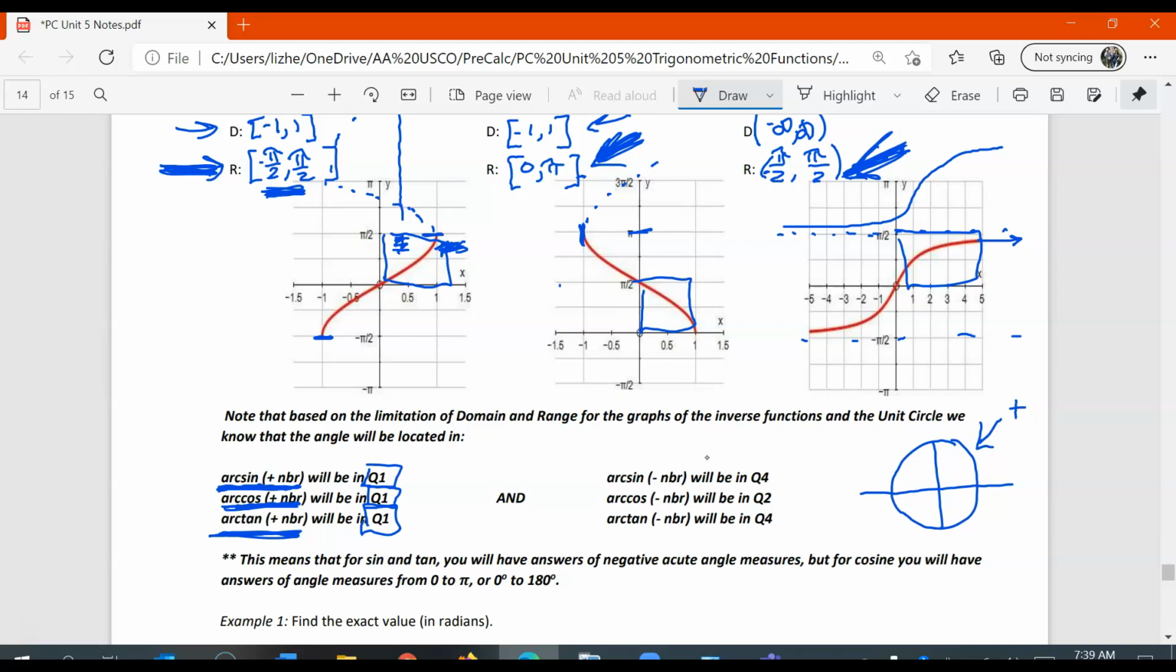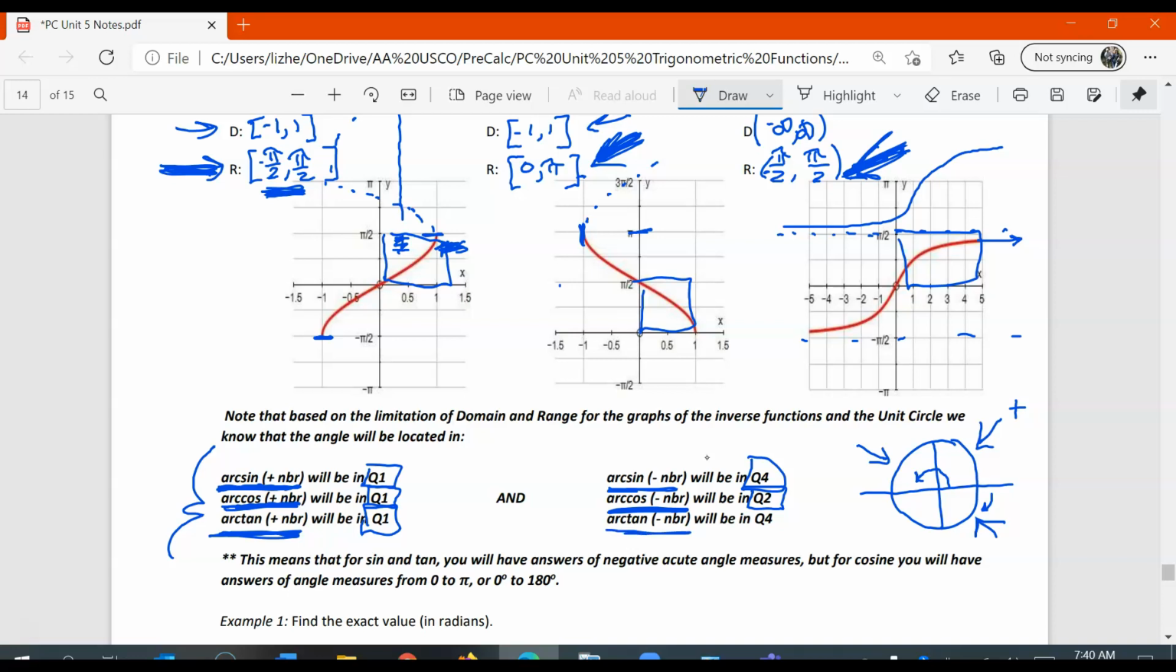This would be positive for all of these. And then for the inverse sine of a negative number, when you're doing sine, you're in quadrant 4, which means you will get a negative angle measure because you're going negative. And if you're doing an inverse cosine of a negative number, you are going to be in quadrant 2, which means any angle measure will be over here. And so you'll have to add that first quadrant portion to it.